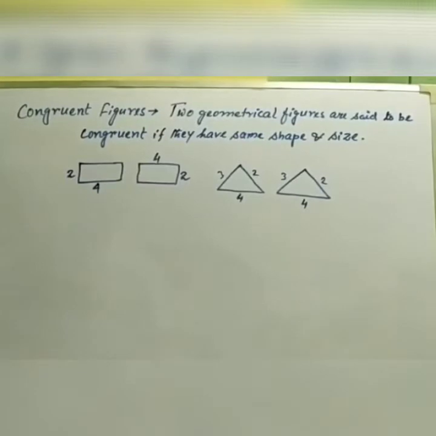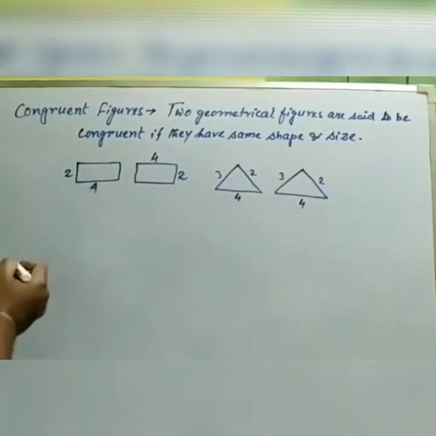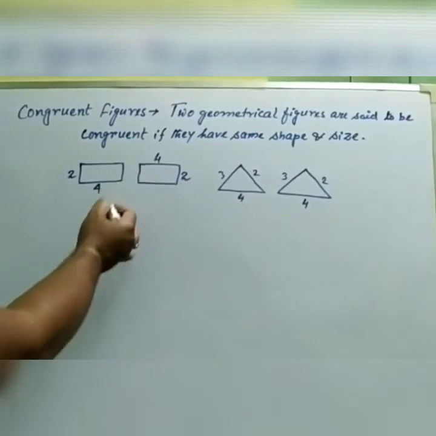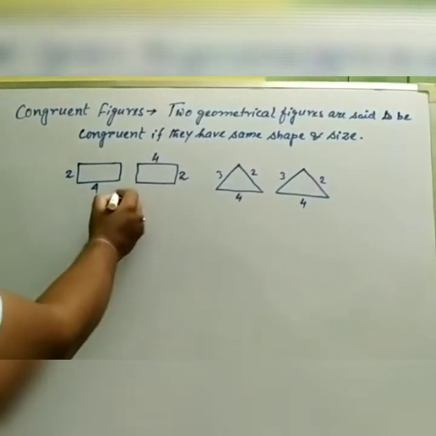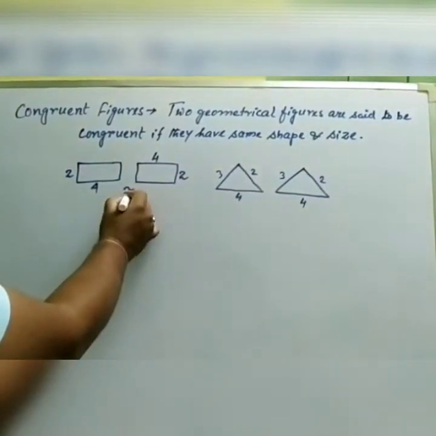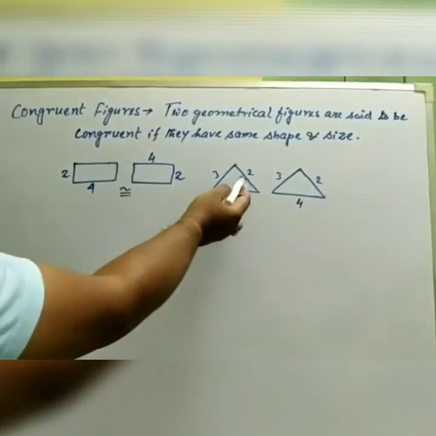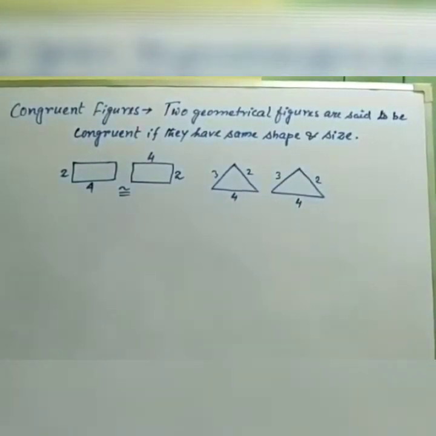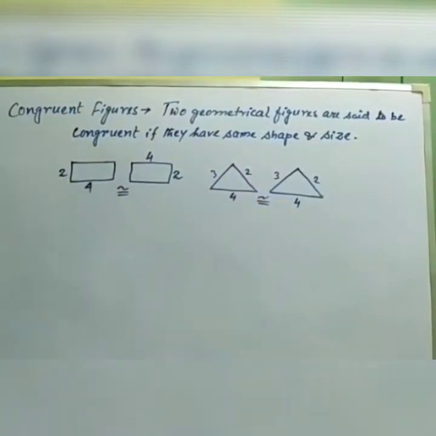You can see the figures that I have drawn here, this is a rectangle, this is also a rectangle, and you can see breadth is 2 cm, length is 4 cm. Here also breadth is 2 and length is 4. So these two figures are congruent figures, and you know the symbol of congruent. Here are also two triangles, where the three sides of the triangles are 2, 3 and 4. Here also 2 cm, 3 cm and 4 cm. So they have the same shape as triangles and the same size, because their dimensions are the same. So they are also congruent figures.